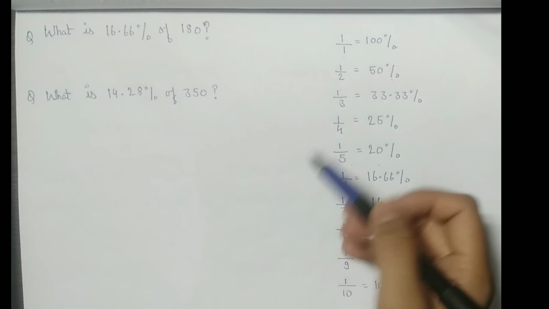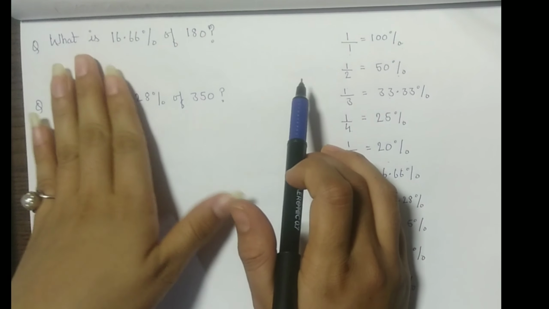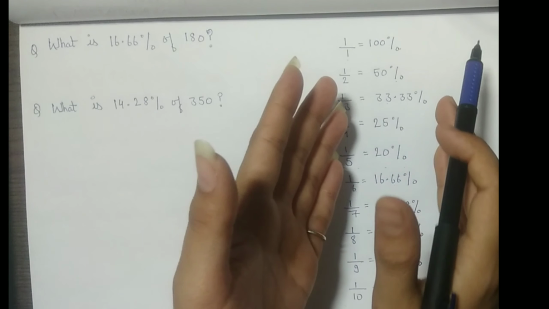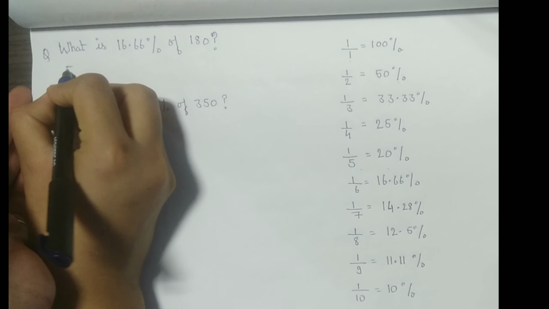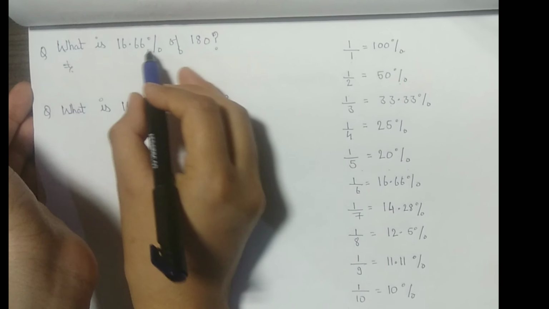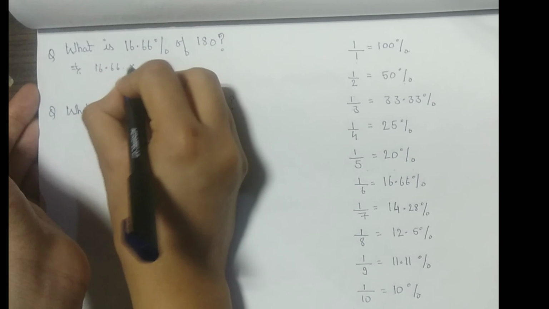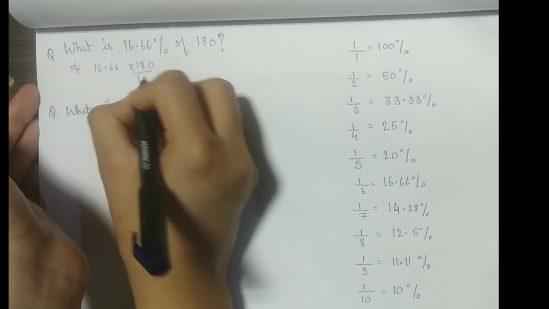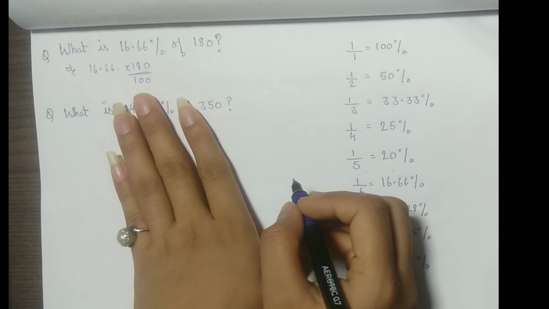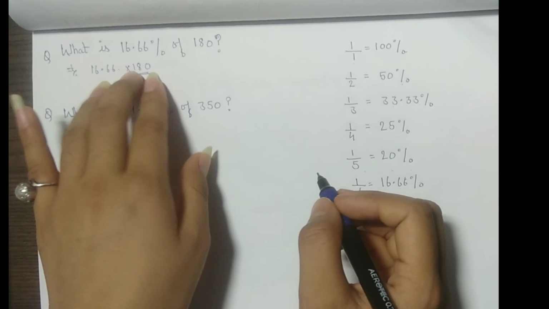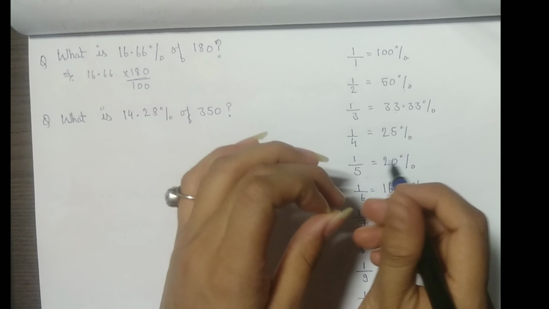Let's understand where this is useful. We always come across questions like this. If we don't know the value of these fractions directly, then we calculate it with the general method: what is 16.66% of 180? That is 16.66 into 180 divided by 100. It is quite a lengthy process, basically for competitive exams. When we solve this, we get our answer, but it will take time. So the best way to solve it is to just memorize the values.